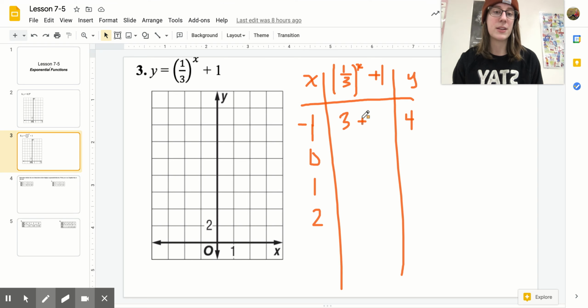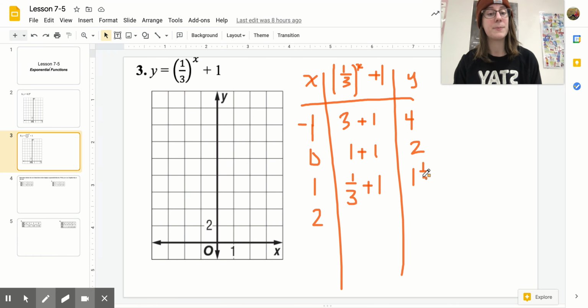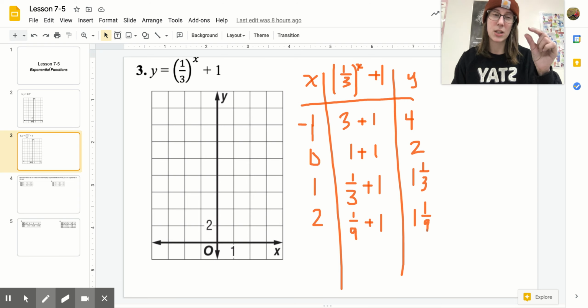I'm going to write whatever I used in my calculator +1, just so I remember. Anything to the power 0 is 1. So you have 1/3 to the power 0, which is 1, plus 1, which is 2. Then you have 1/3 to the power 1. Anything to the power 1 is just itself. So you have 1/3 plus 1, which is 1 1/3. Pretty straightforward. 1/3 to the power 2 you could do in your calculator, but it is just 1/9 plus 1. So 1 1/9. So we're getting closer and closer and closer.